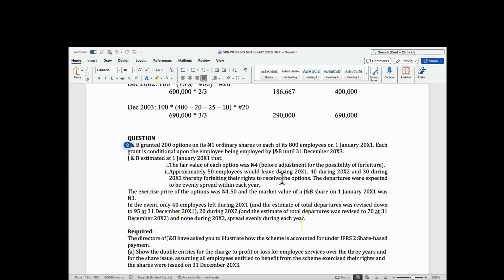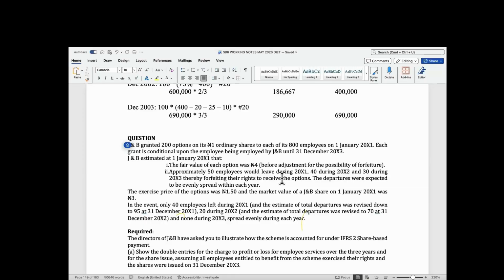The exercise price of the options was 1.50 kobo, and the market value of a J&B share on 4th January 2001 was 3 naira. In the event, only 40 employees left in 2001, and the estimate of total departure was revised down to 95 at 31st December 2001, 20 during 2002, and the estimate of total departure was revised to 70 at 31st December 2002, and none during 2003. Spread evenly during each year.